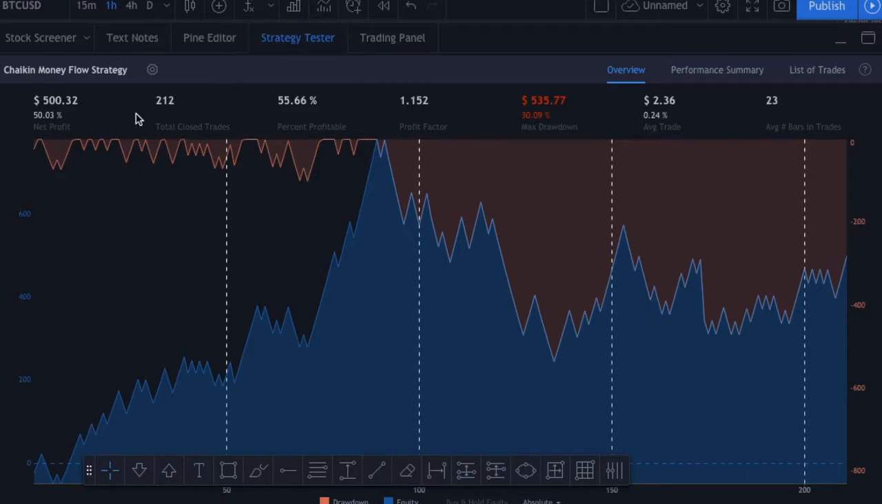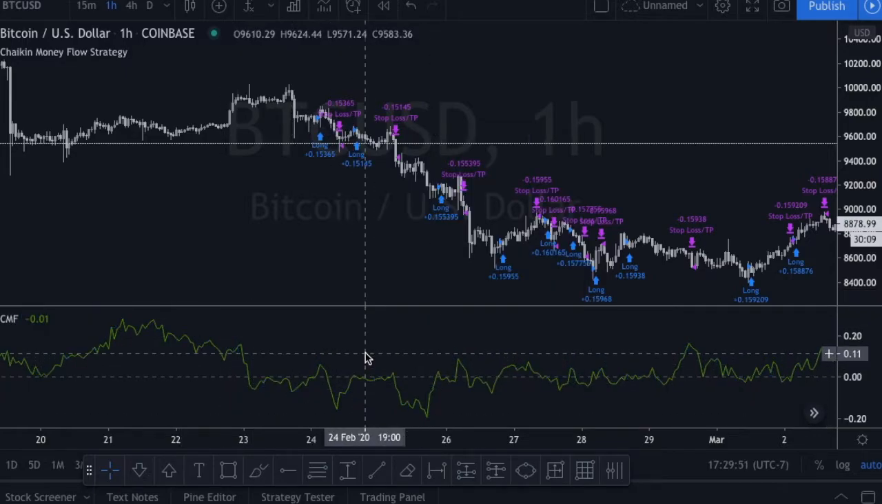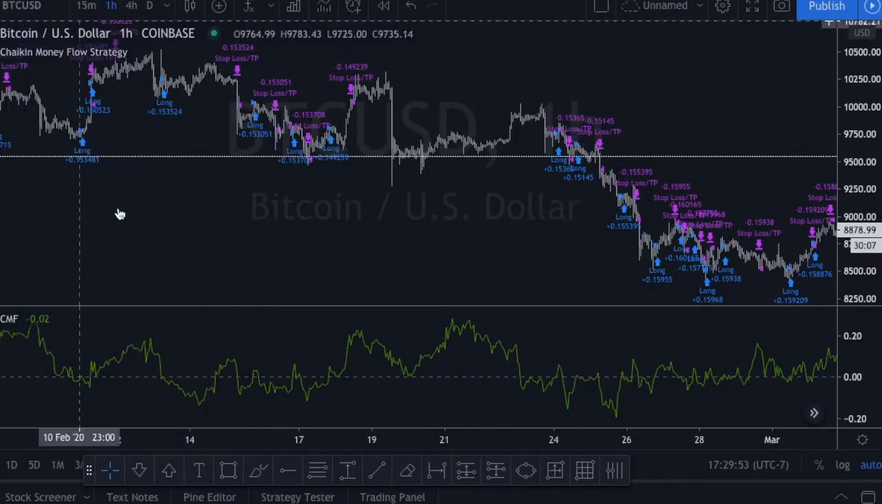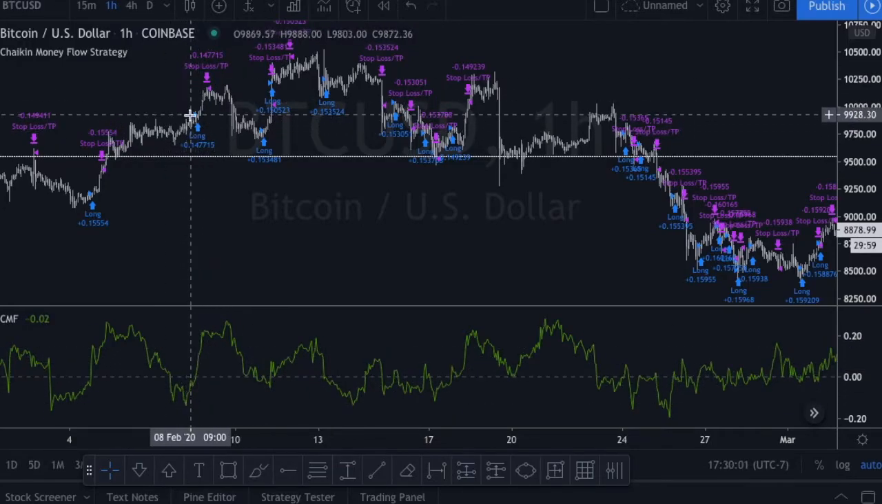Okay, let's go down here and look at the indicator itself. How would that have looked? This is what it would have looked like. This is what your indicator should look like if you're trading the Bitcoin 1 hour chart. And every time the green crosses the zero line, we take a long like that up there.